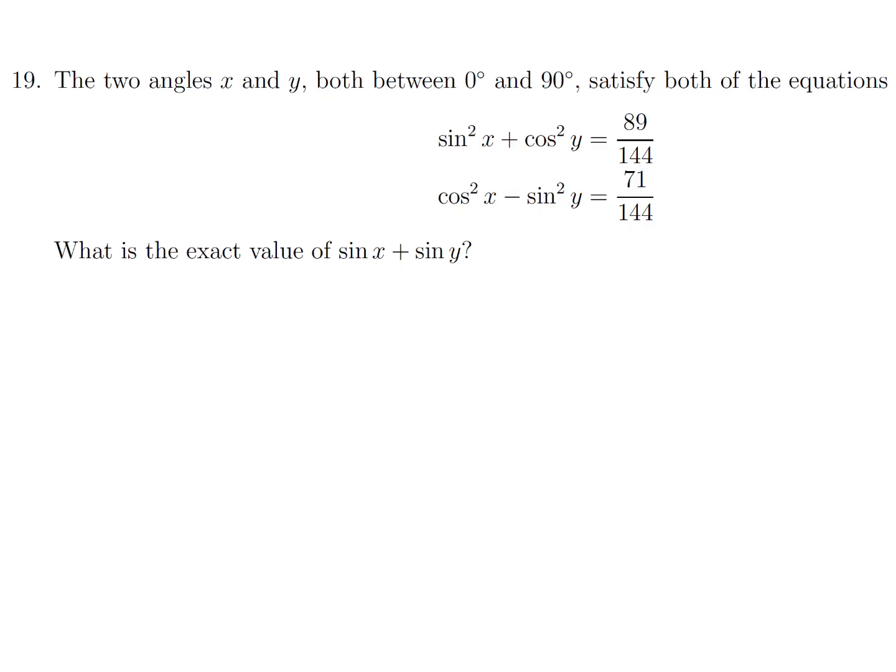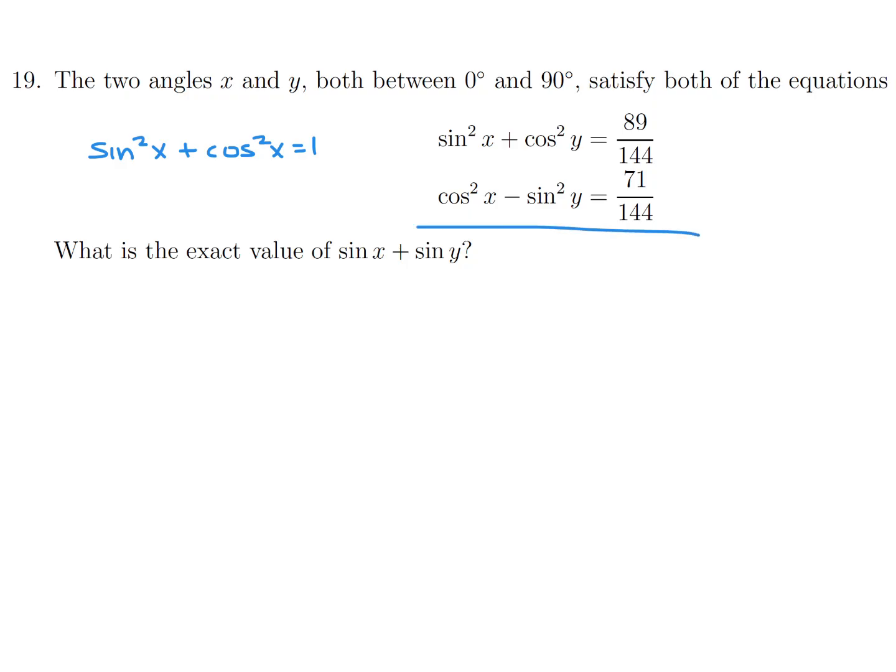The two angles x and y, both between 0 and 90, satisfy both of these equations. What is the exact value of sine x plus sine y? Well, let's see here. You guys remember that famous trig identity, sine x squared plus cos x squared is 1. That's the one that is probably the most well known. I'm just trying to think what's the right approach here. Well, let's see. Let's just add them and see what happens.